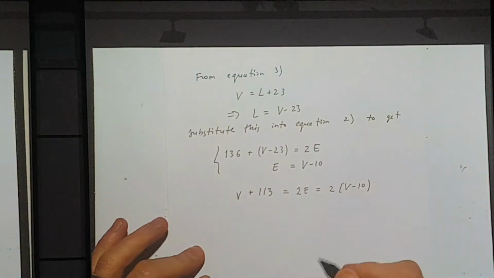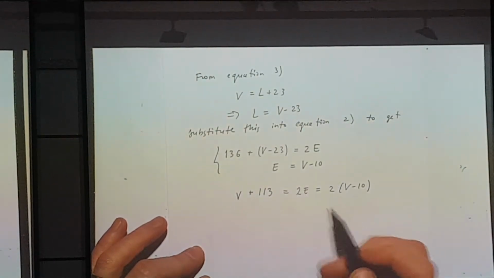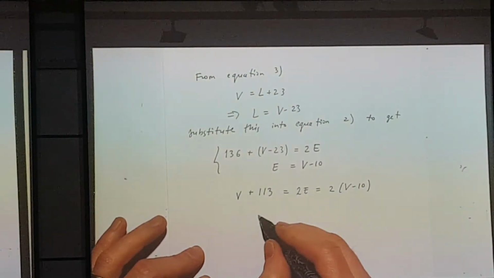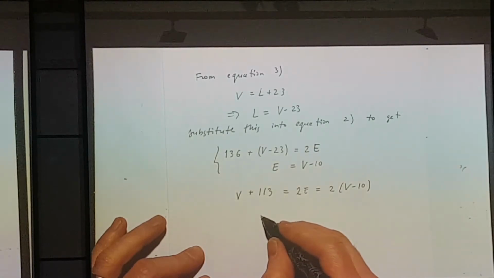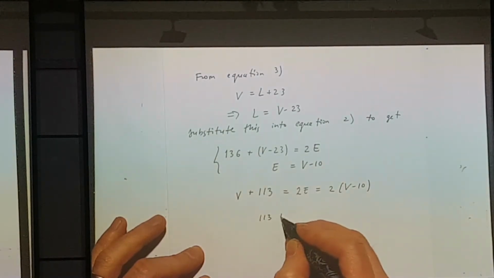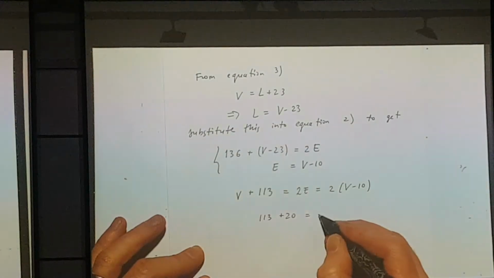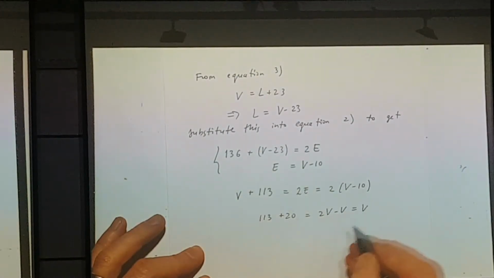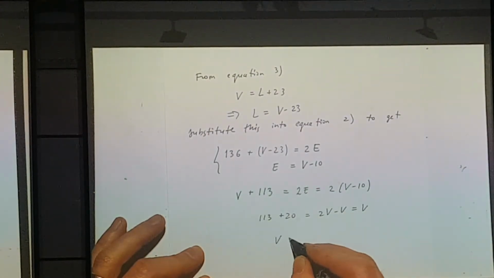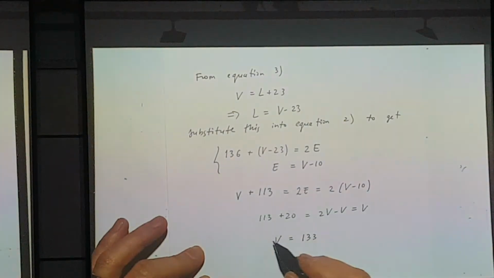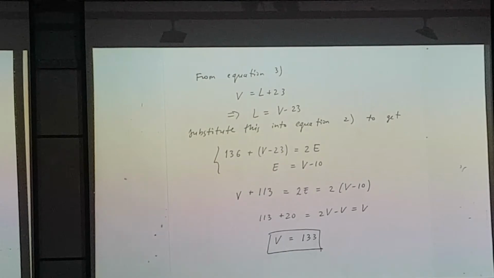Moving V to the right-hand side and all the numbers to the left-hand side, I get 113 plus 20 equals 2V minus V, which is V. And therefore, I get the answer: V is equal to 133. And that's the answer to the question we were asked.